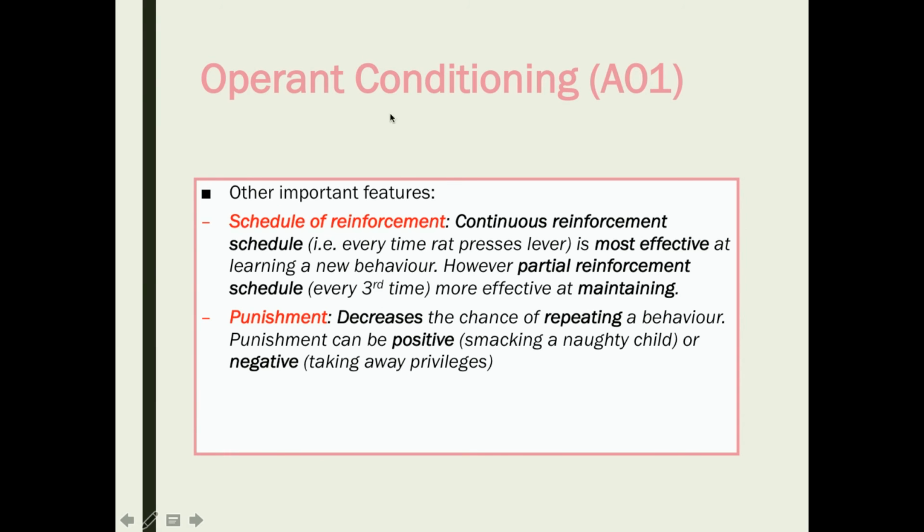So, some more information about operant conditioning. Schedule of reinforcement is important. Schedule of reinforcement means there are different ways you can do it. Every time the rat presses the lever, it gets food. That's called continuous reinforcement. However, the most effective was found by Skinner to be partial reinforcement. And that means that the rat presses the lever and perhaps every third time they would get a treat. This is more effective at maintaining learning, having this partial reinforcement.